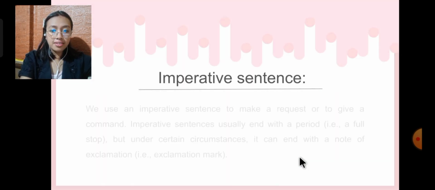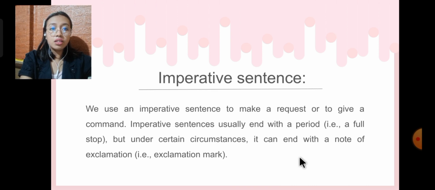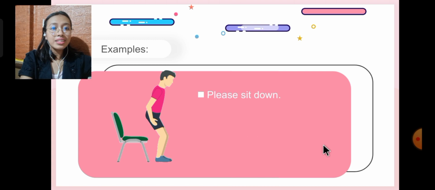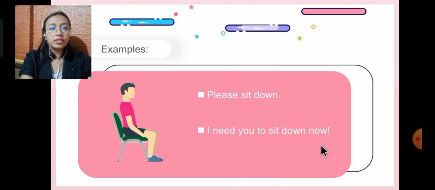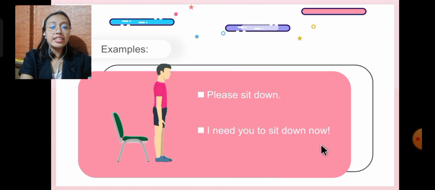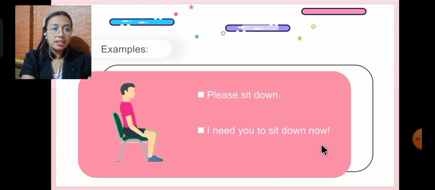Next is the imperative sentence. We use an imperative sentence to make a request or to give a command. Imperative sentences usually end with a period, a full stop, but under certain circumstances, they can end with an exclamation mark. Examples: Please sit down. Here he is commanding a person to sit down. I need you to sit down now. Maybe the person saying this is angry and expressing some emotion.